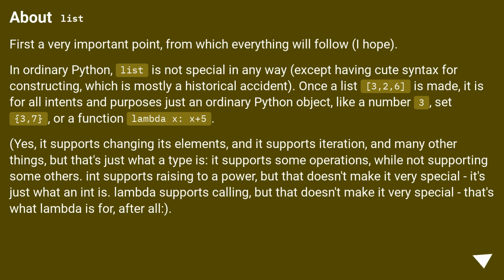About list. First, a very important point, from which everything will follow, I hope. In ordinary Python, list is not special in any way, except having cute syntax for constructing, which is mostly a historical accident. Once a list `[3,2,6]` is made, it is for all intents and purposes just an ordinary Python object, like a number 3, a set `{3,7}`, or a function `lambda x: x+5`. Yes, it supports changing its elements, and it supports iteration, and many other things, but that's just what a type is. It supports some operations, while not supporting some others. Int supports raising to a power, but that doesn't make it very special, it's just what an int is. Lambda supports calling, but that doesn't make it very special, that's what lambda is for, after all.